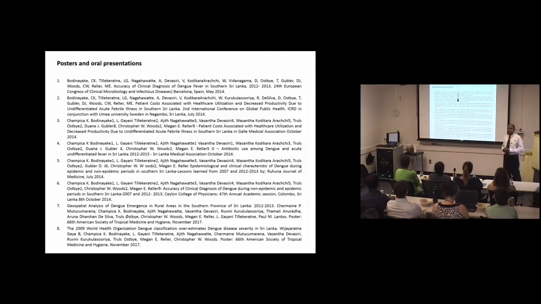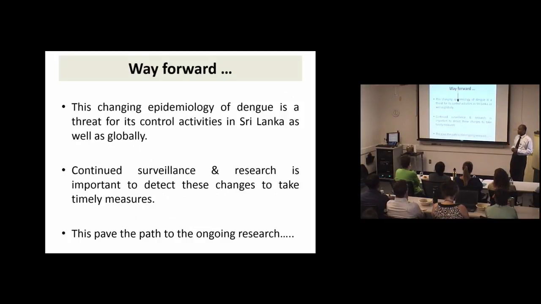Apart from the main publications, we have presented our data in many other local and foreign forums. So with this picture, you can see the local picture as well as what we see out there. This changing epidemiological pattern is a threat for the control activities of dengue. Therefore, we need continued surveillance and also research to detect these changes as early as possible and to take necessary action to prevent the occurrence of future outbreaks.